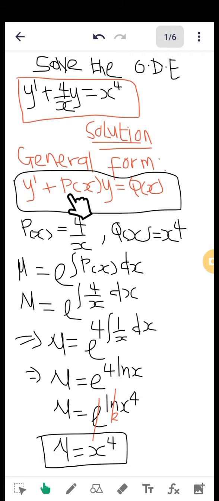Okay, so this equation is in the form y prime plus p of x y equals q of x. So I can compare this equation. This is a linear equation. This is the form for a linear equation. So I can boldly say this is a linear equation.